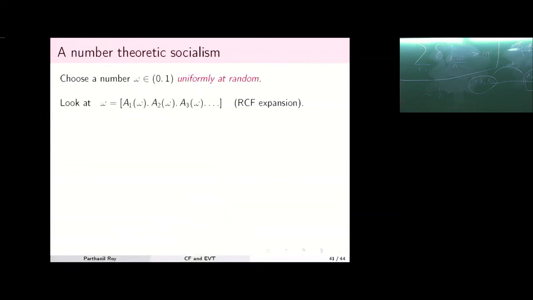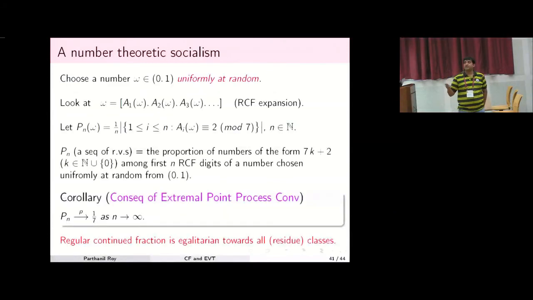Okay, so a quick number theoretic consequence is that if you choose a random number uniformly at random, not according to Gauss measure, look at the continued fraction expansion, and look at the fraction of digits that are, say, 2 mod 7, so how many of them look like 7k plus 2, all these fractions are actually equal in distribution. So the regular continued fraction is egalitarian towards all residue classes. That's all this means. This can be proved directly, but can also be proved via the point process convergence. You have to change the measure, and that needs some work, but it's not hard.